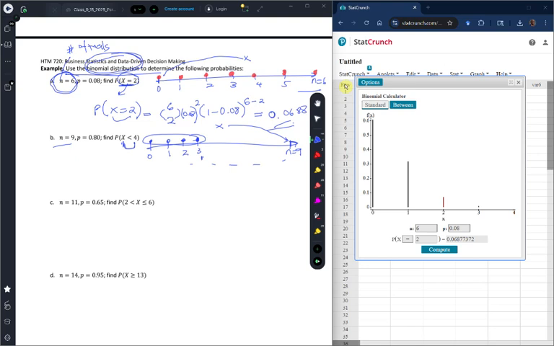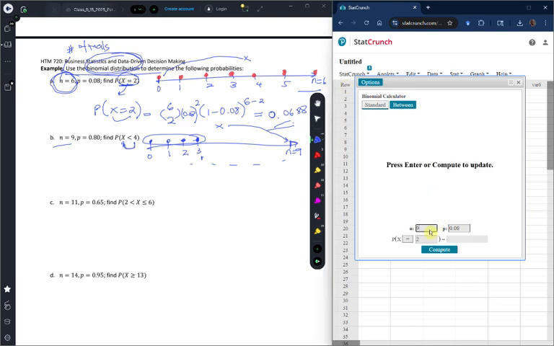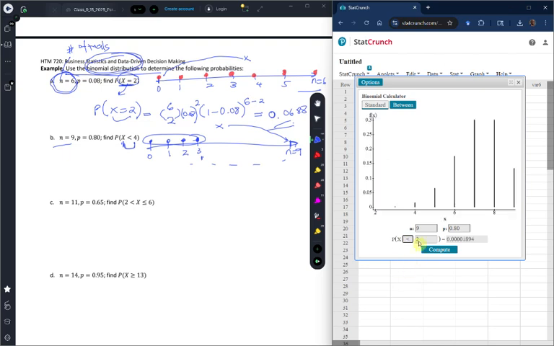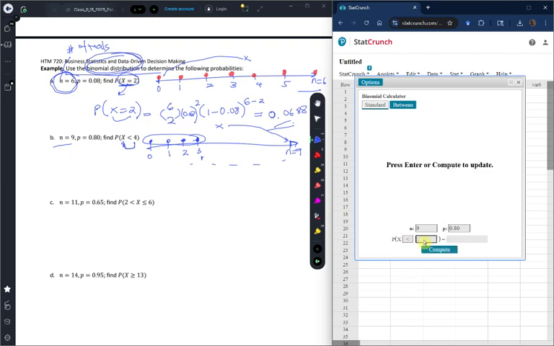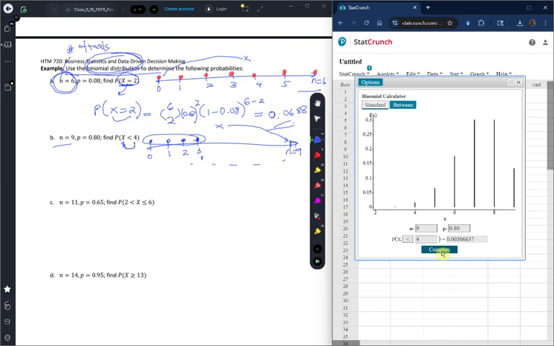So what I will do is go to StatCrunch. My number of trials is 9. My probability of success is 0.80. And I'm interested in strictly less than 4. And I can compute that. And that would give me 0.0031.